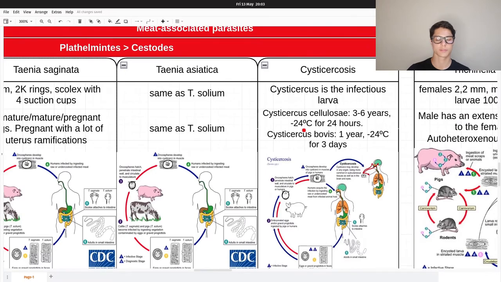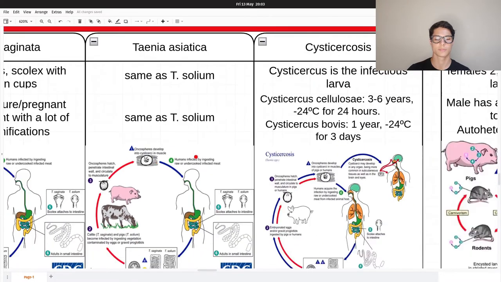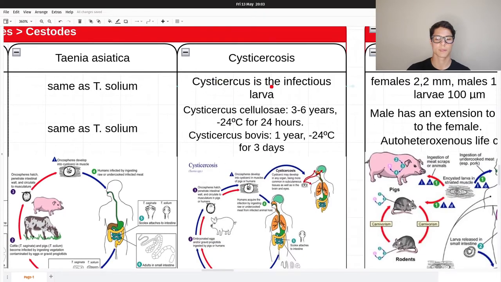And then we have cysticercosis. Okay, so you remember this life cycle here, the cysticerci in the muscle from the Taenia. Cysticercus is the infectious larva. Okay, we already know that. Cysticercus cellulosae is the cysticercus from the Taenia solium of the pork. And Cysticercus bovis is the one from the saginata of the beef. The one from the pork can live from 3 to 6 years. And to kill them, we need to freeze them to minus 24 degrees for at least 24 hours. In the beef, the cysticercus can live 1 year. And to kill it, we need to freeze it to minus 24 degrees Celsius for 3 days.